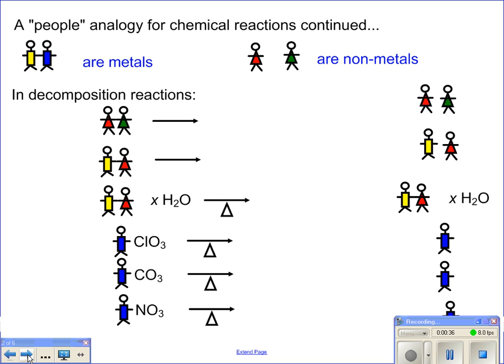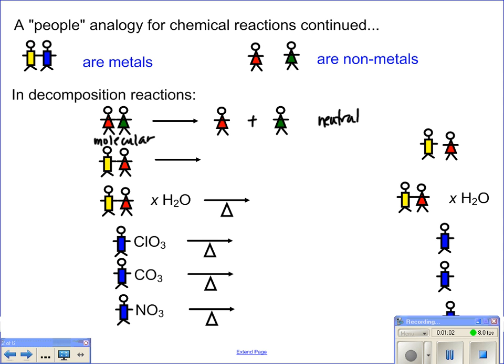So in decomposition reactions, we have a number of scenarios. Our first scenario is a situation where we have two non-metals bonded together in a molecular compound. In this molecular compound, we can decompose it back into its original non-metal elements. And these non-metal elements would have no charge on them. They would be perfectly neutral.